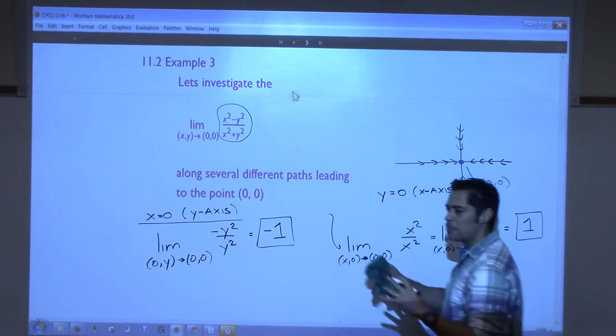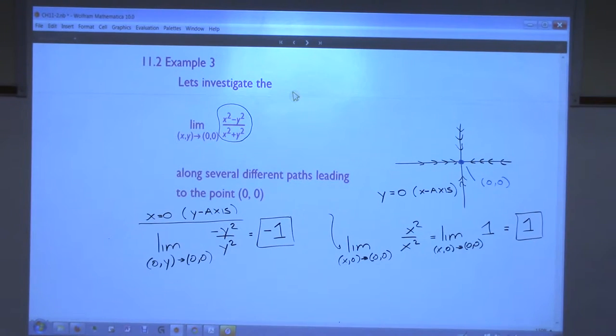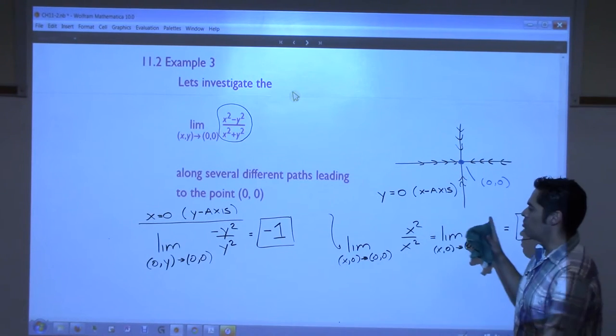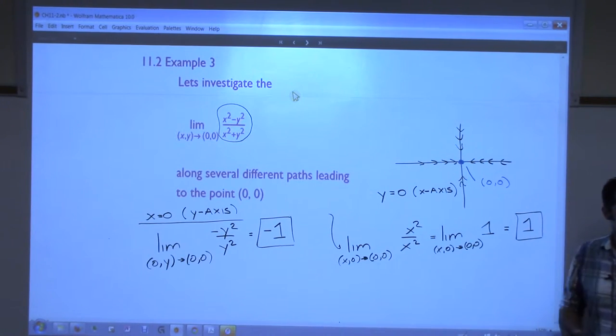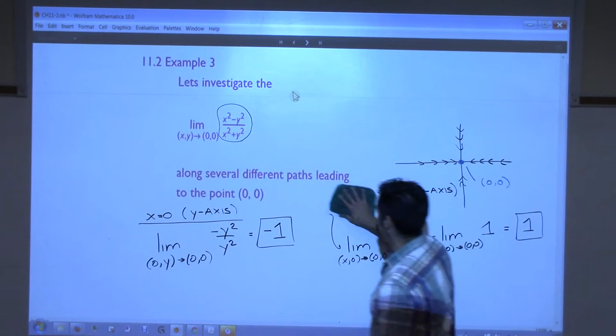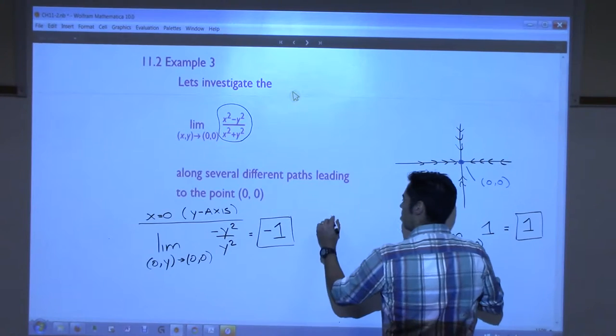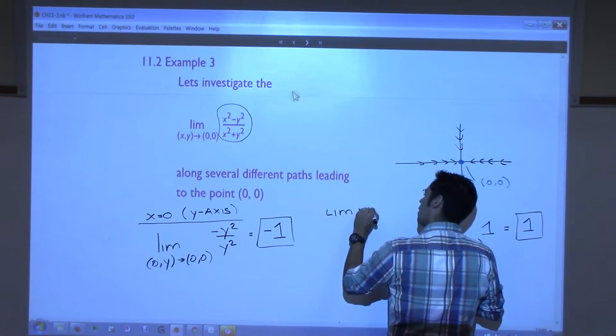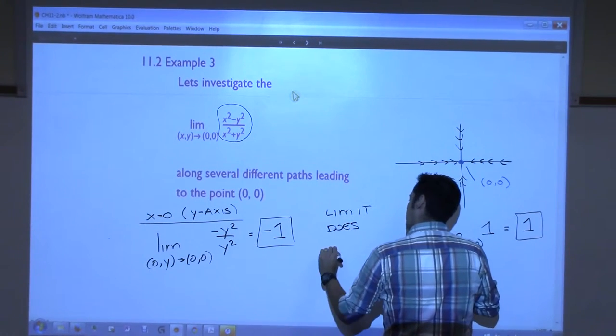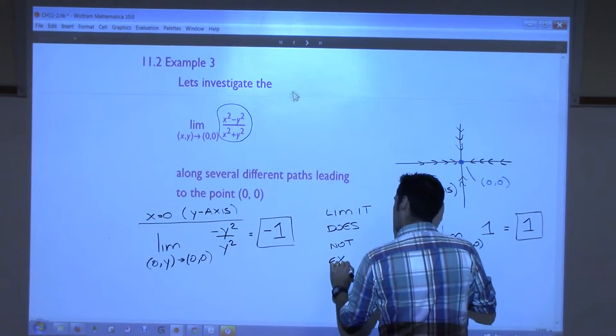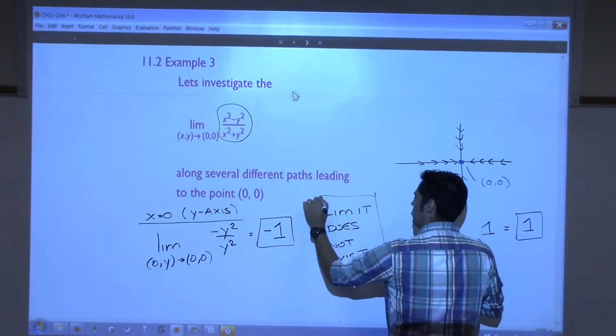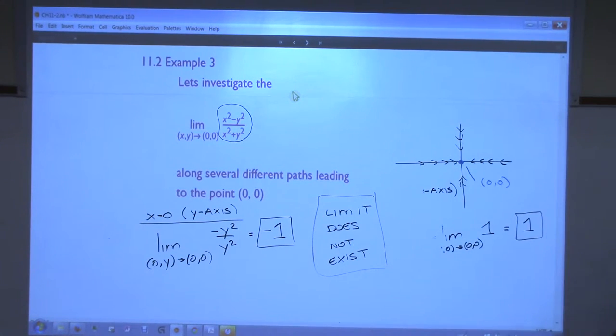Which means at this point, I can stop and I can say this limit doesn't exist. Because from two different paths, I was approaching two different values. Understand that? We got lucky. That's the first example. So the limit does not exist. That's the conclusion of this.